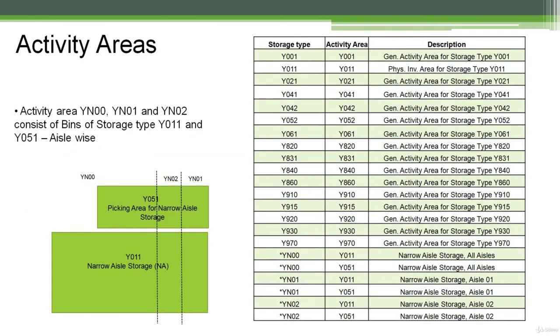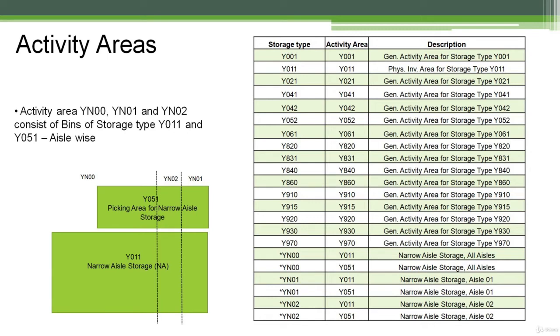Activity areas. Here we have listed all the activity areas that are created in the system. Most of the storage types have one-to-one assignment with the activity areas. So storage type, for example, Y021 has activity area Y021. We have special activity area grouping for bins in storage types Y011 and Y051 for the narrow aisle storage and the picking area for narrow aisle storage.